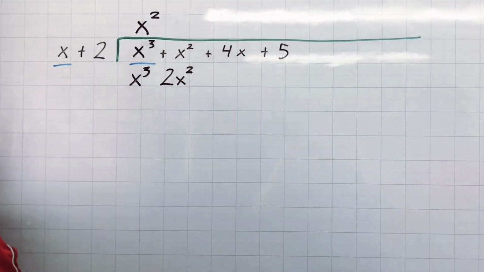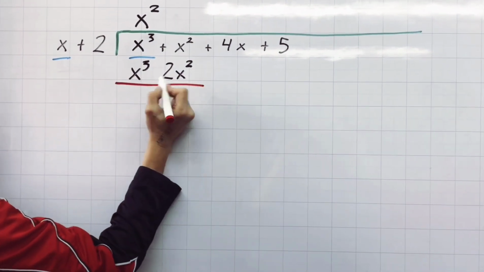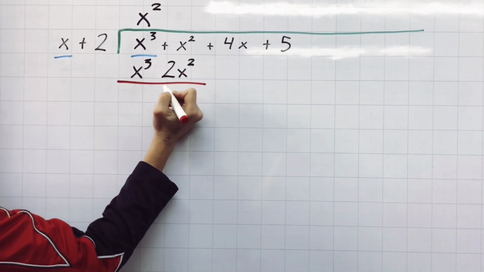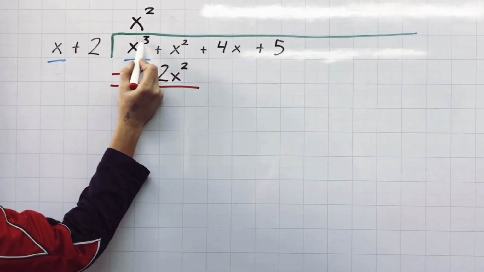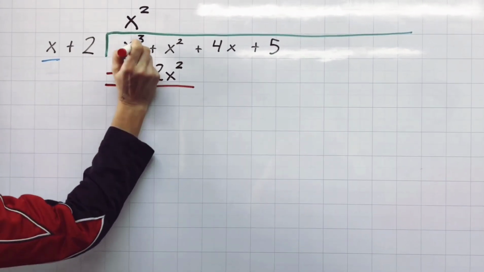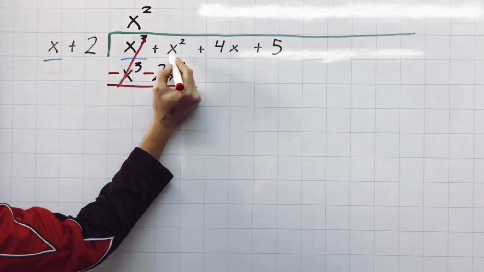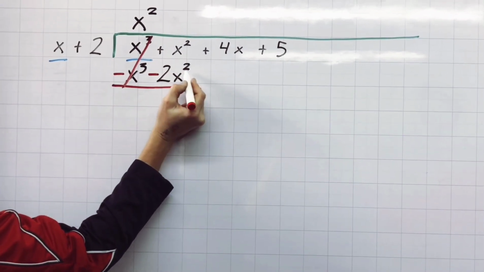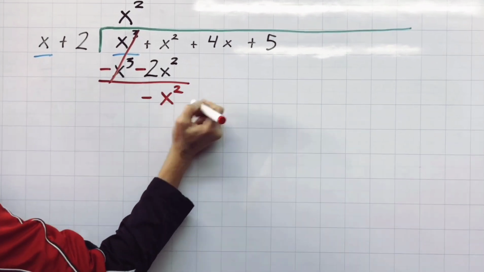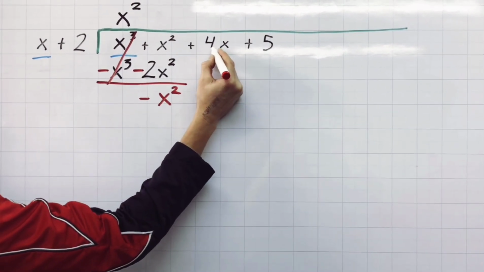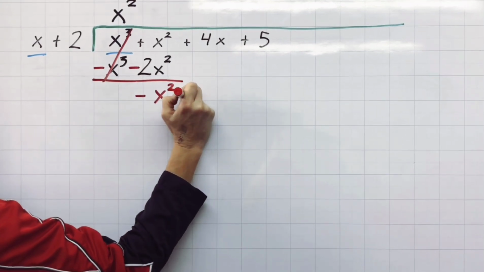Then we have to subtract this whole quantity. I'm always going to use a different color for these exercises so that we don't get confused. Minus, minus. So x cubed minus x cubed is 0. It cancels out. We have x squared minus 2x squared. That would give us minus x squared. And the next term comes down. Plus 4x.